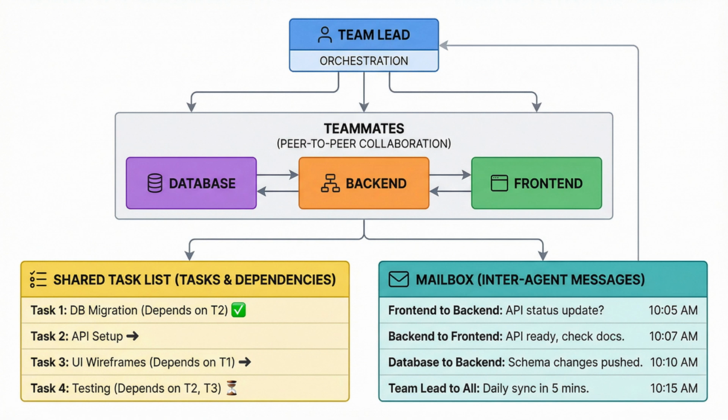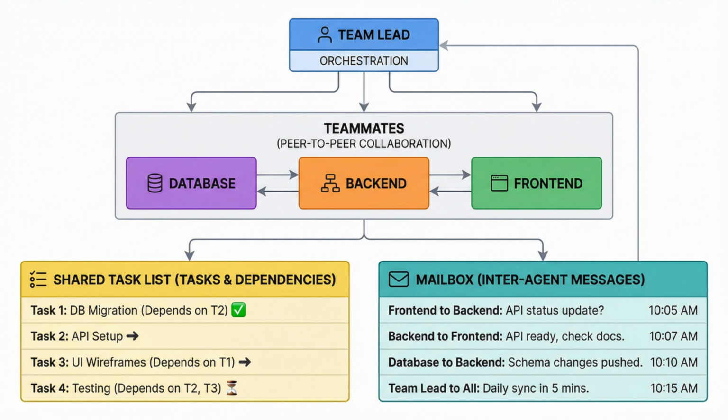The shared task list distributes work. The lead creates tasks with dependencies, owners, and status. Teammates scan the list, claim available tasks matching their role, work on them, and mark them complete. When a task with dependencies finishes, dependent tasks automatically unblock, creating a dynamic workflow where teammates self-organize rather than waiting for explicit assignment.